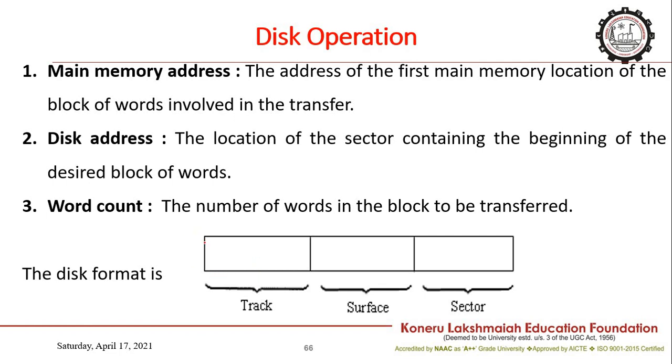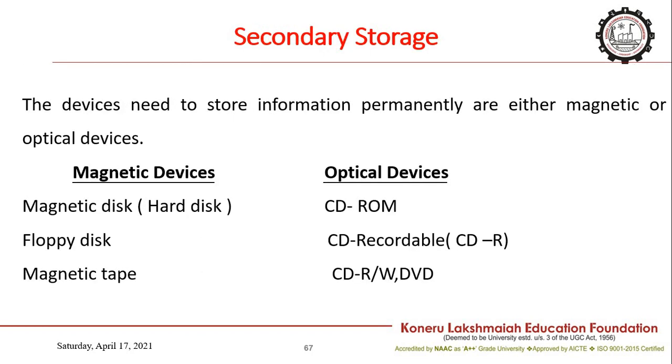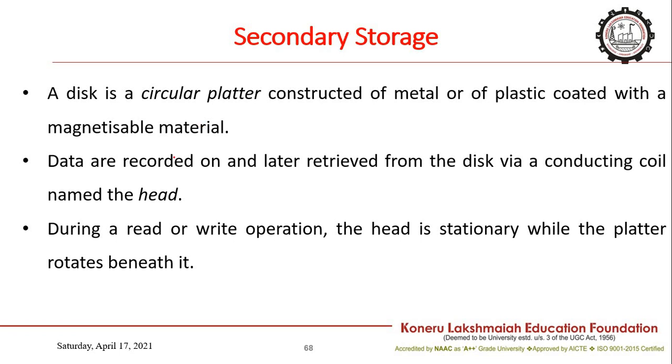So the disk format is this. Disk operation is the transferring of data from one device to another device. Secondary storage devices are needed to store data permanently, and they are either magnetic or optical devices. Magnetic devices are the magnetic hard disk, floppy disk, and magnetic tape, and optical devices are CD-ROM, CD recordable, and DVD. If we want to store data permanently, we use these optical devices, and otherwise we use the magnetic devices.